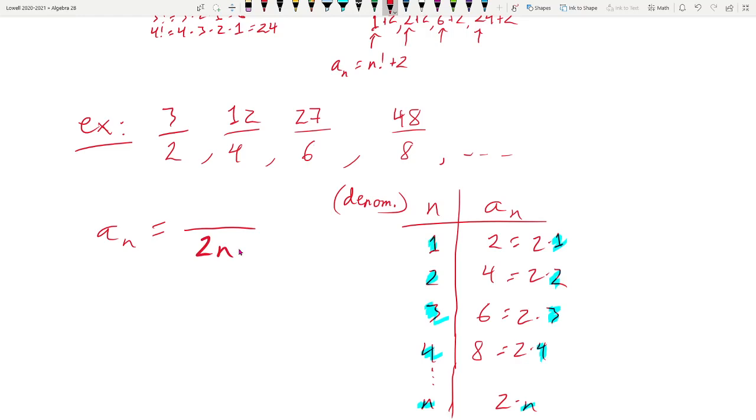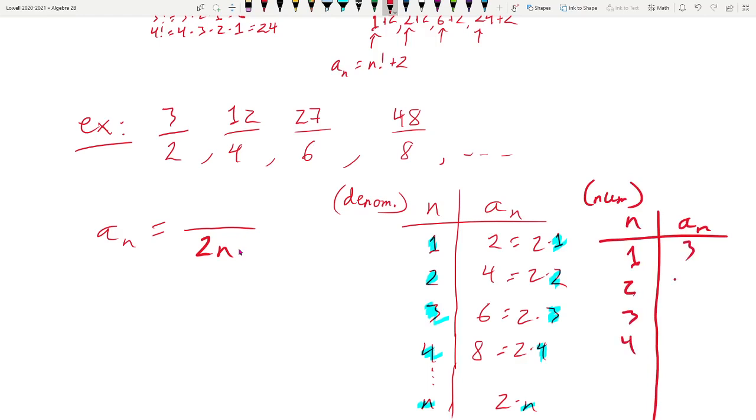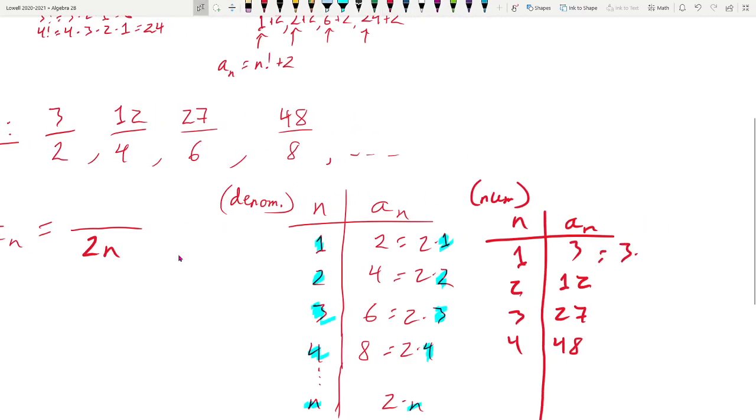Okay, let's look at our numerator now. For n and any given term, we'll go 1, 2, 3, 4. Our first numerator is 3, then 12, then 27, and then 48. One thing I do notice is that these numerators are all divisible by 3, and so you factor them out because that does help. So I'll write this as 3 times 1. This one will be 3 times 4, 3 times 9, 3 times 16.